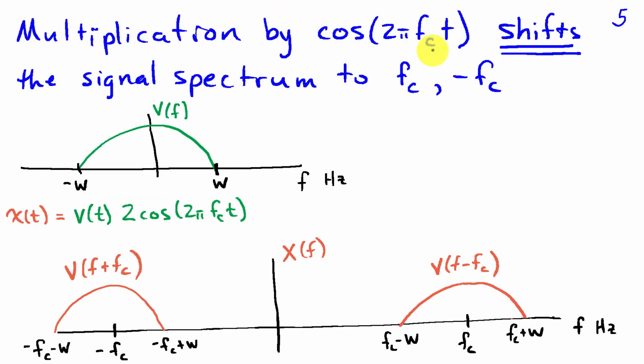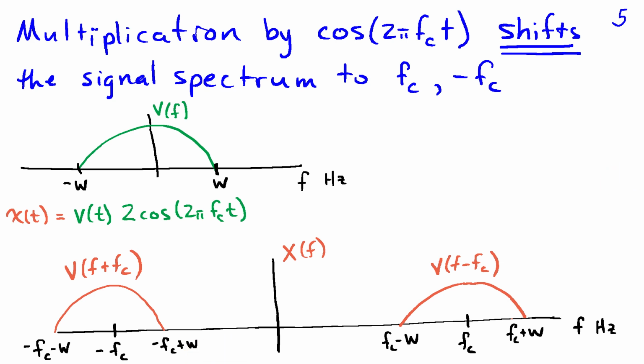So when we multiply by cosine 2 pi f_c t, we shift the signal spectrum to be at f_c and minus f_c. If I have a spectrum V of f and I multiply by 2 cosine 2 pi f_c t, I'm going to shift V of f to the right to be centered at f_c, and it was from f_c minus W to f_c plus W. I also shift it to the left by f_c. The negative frequencies go from minus f_c minus W to minus f_c plus W.